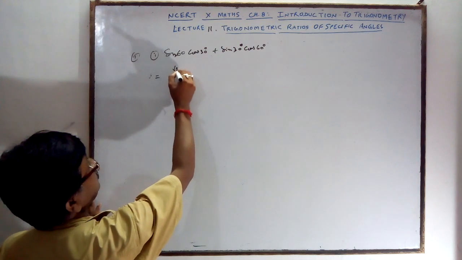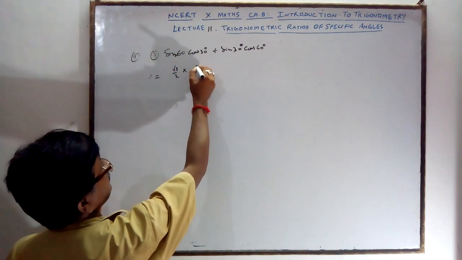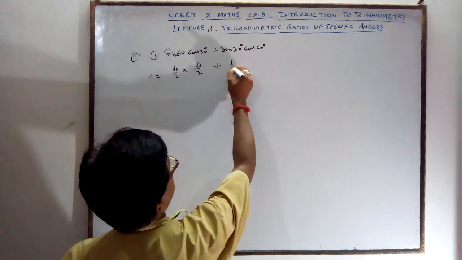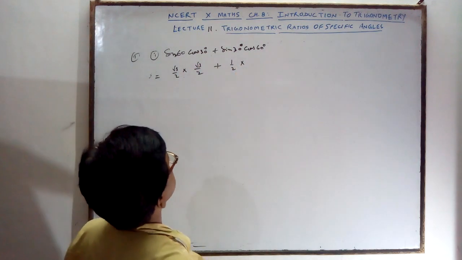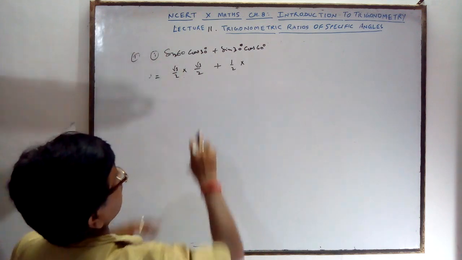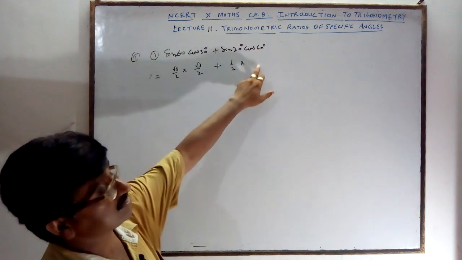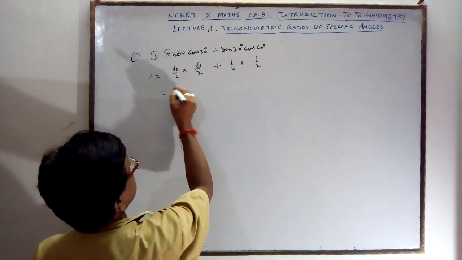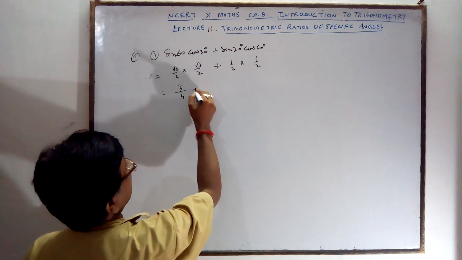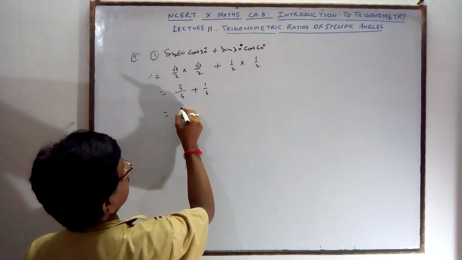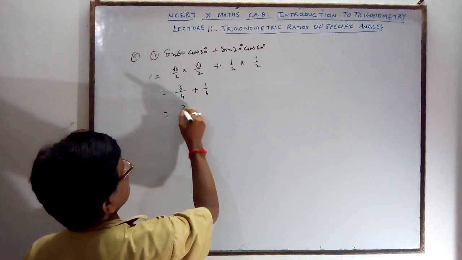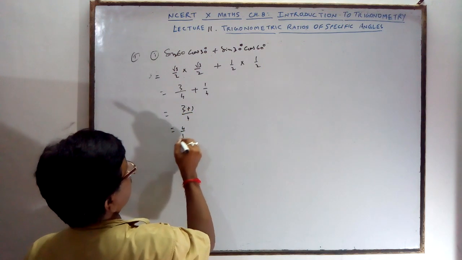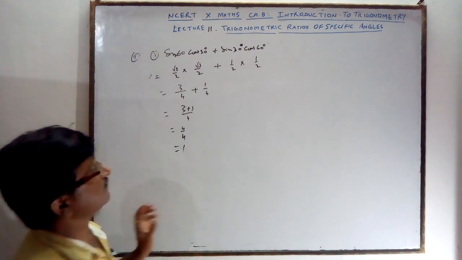Sin 60 is root 3 by 2 into cos 30, which is also root 3 by 2, plus sin 30 is 1 by 2 and cos 60 is again 1 by 2. What are you getting? 3 by 4 plus 1 by 4 gives you 3 plus 1 by 4, and 4 upon 4 gives you 1.